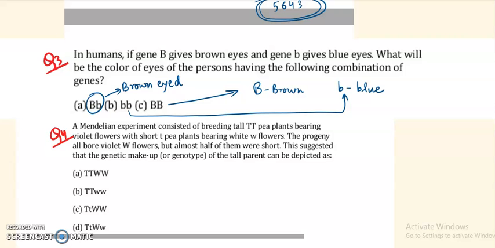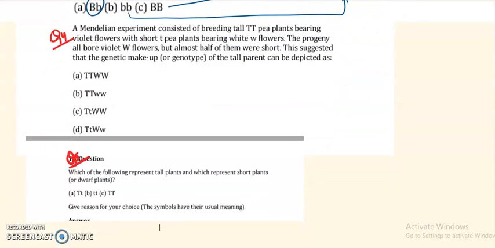Next question. A Mendelian experiment consisted of breeding tall pea plants bearing violet flowers and short with white flowers. The progeny all bore violet flowers, right? So that means they have taken W for the violet, but almost half of them were short. This suggested that the genetic makeup of the genotype of the tall parent can be depicted. This is a bit tricky question. Just read it again so that it can be clarified.